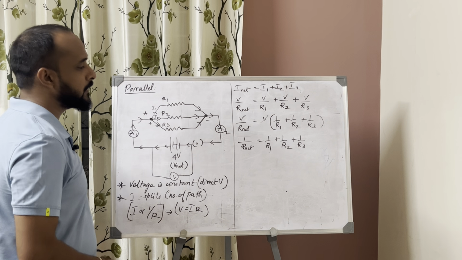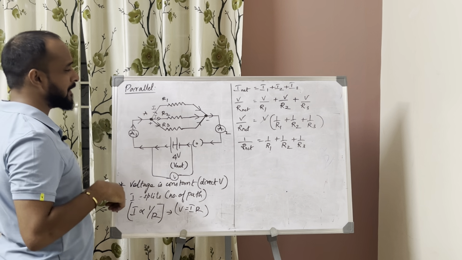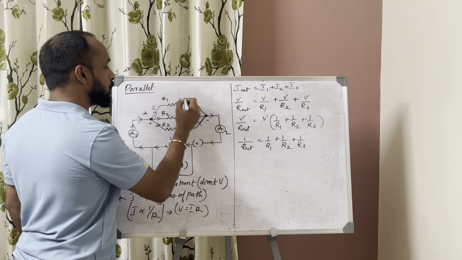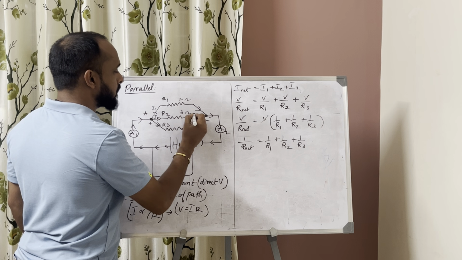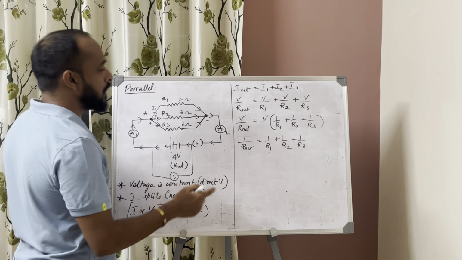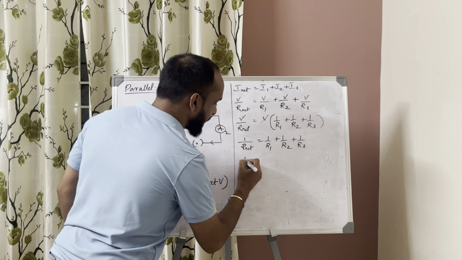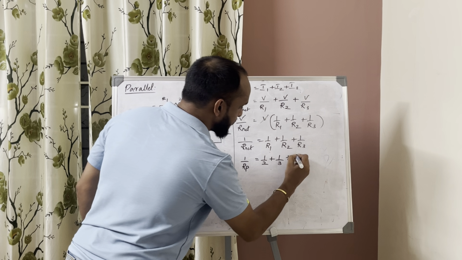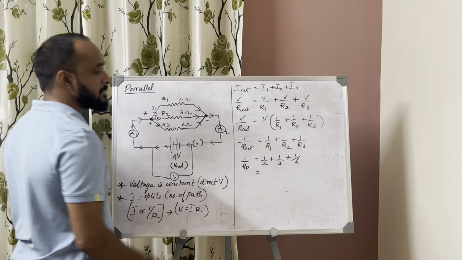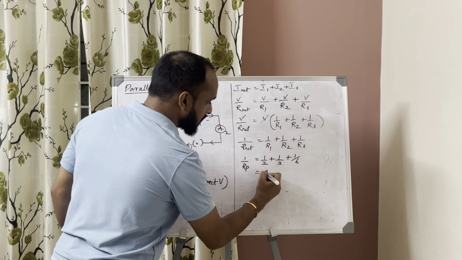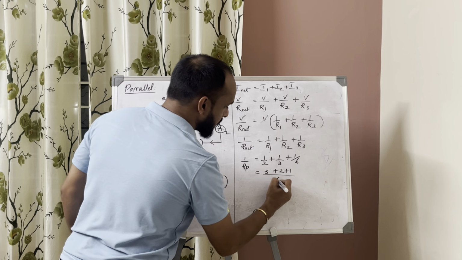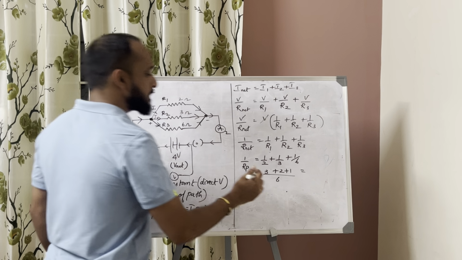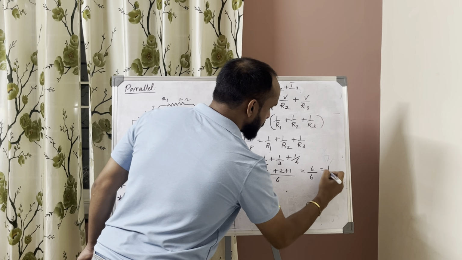Okay. So for example, let me assume the resistances are 2 ohms, 3 ohms and 6 ohms. So how will I find the net resistance here? My net resistance in parallel will be 1 by 2 plus 1 by 3 plus 1 by 6, and the LCM is obviously 6, so you will get 3 plus 2 plus 1 divided by 6, which is again 6 by 6, which is 1 by 1.